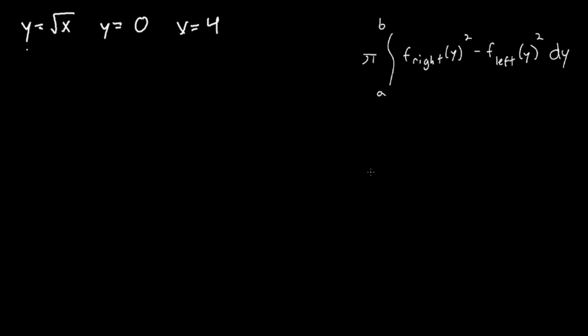Let's find the volume of the region bounded by these functions. The first thing we want to do is draw out our graph. The graph of the square root of x looks like this.